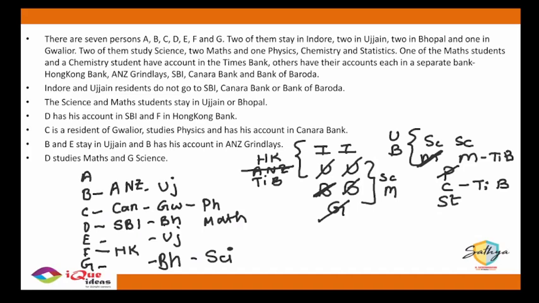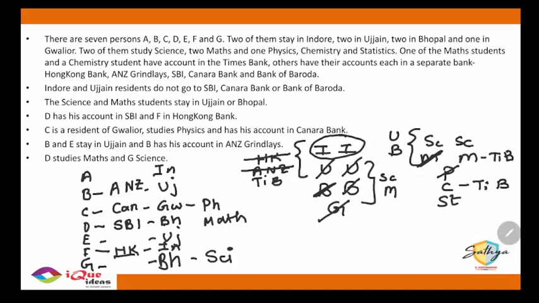Yes, I can, because the only 2 cities left is Indore. So A also has to be in Indore and F also has to be in Indore. And also I know that F is in the Hong Kong Bank. तो F का Hong Kong Bank भी eliminate हो गया. That means what is left now? G is in Baroda, right? And E is in Times.